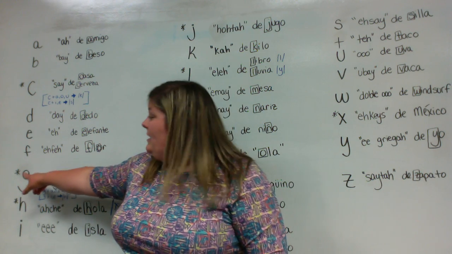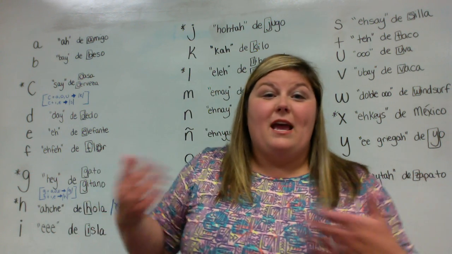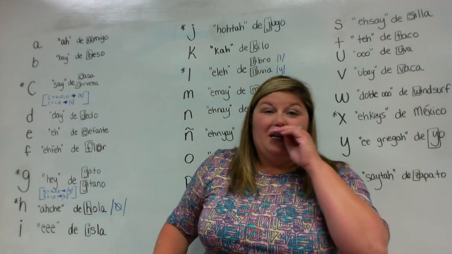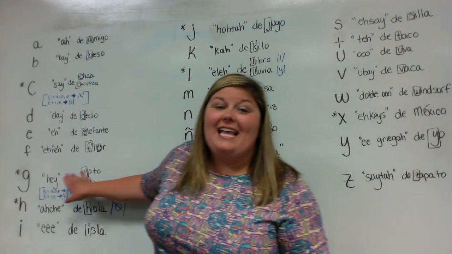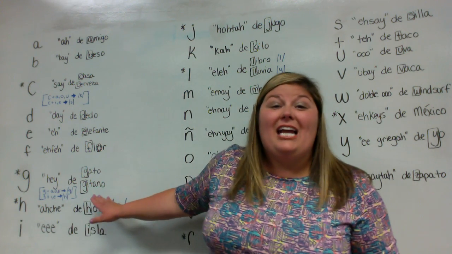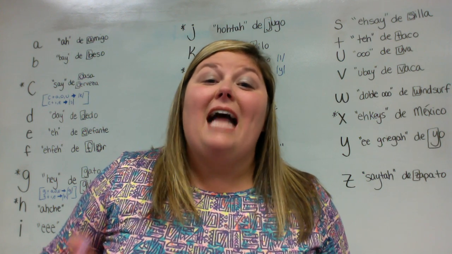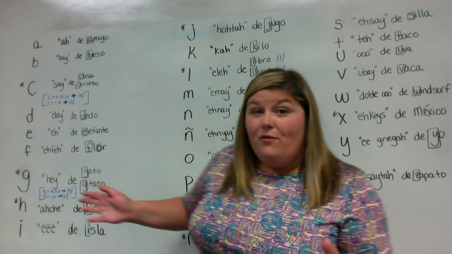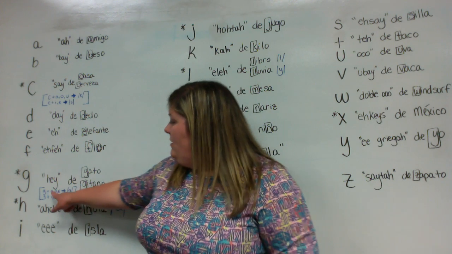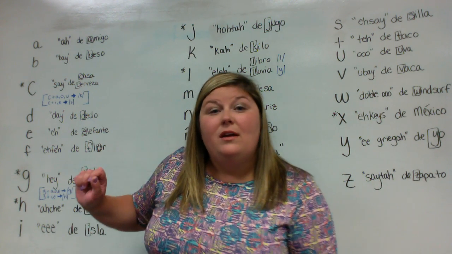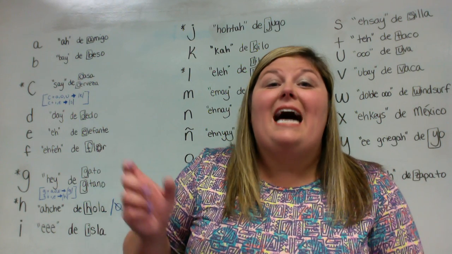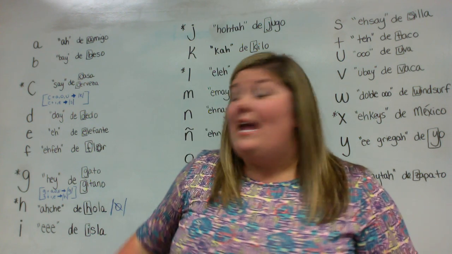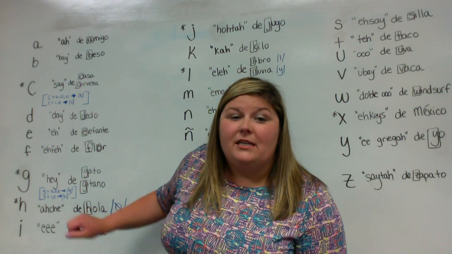The G. So as you can see, we have a star next to G, which means that I want to go over something with you about the G. It's going to follow the same rules as the C. So when we're talking about the letter G, we're going to say G de gato or G de gitano. Do you hear the difference in the pronunciation? Gato, that's a hard G sound, and gitano, it kind of sounds like an H. So the rule for the G is if you have a G followed by A, O, or U, it's going to make that hard G sound, gato. And if we have a G followed by I or E, it's going to sound kind of like an H, gitano. See?